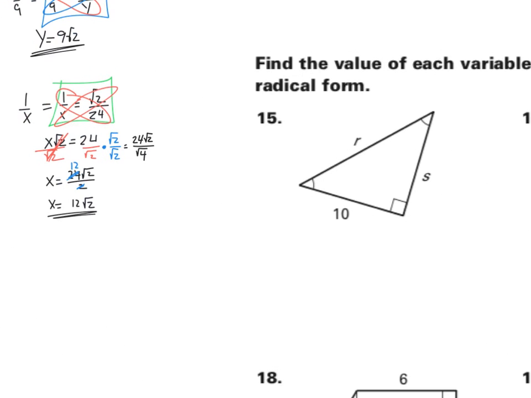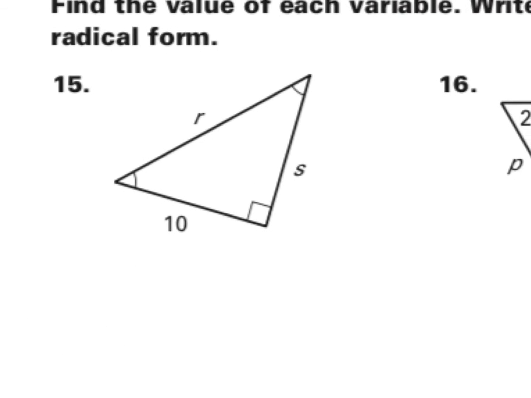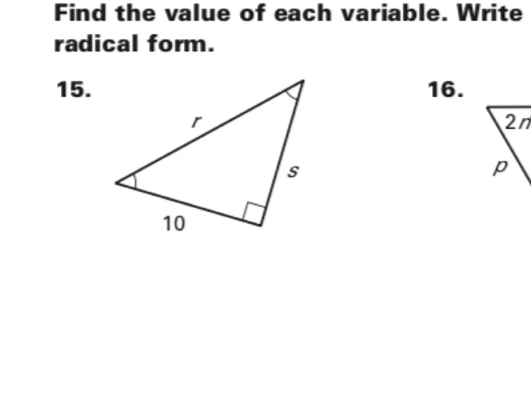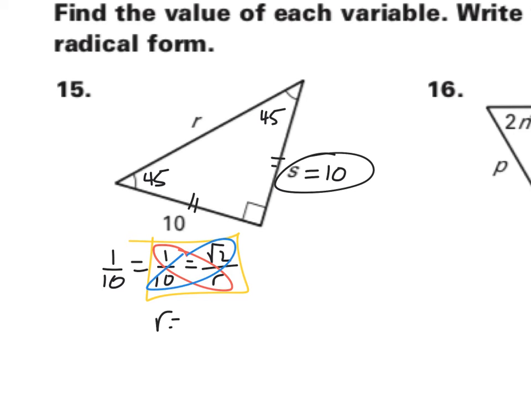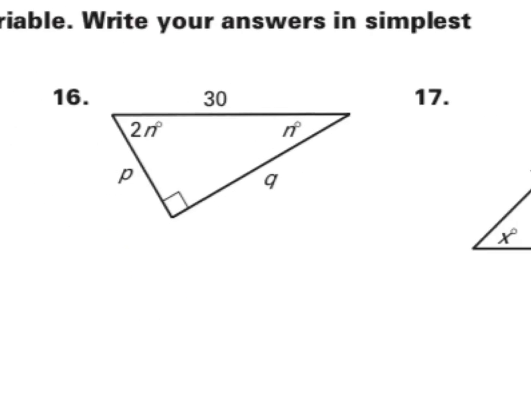All right, let's move on to number 15. Here we go. So for number 15, we have a 45, 45, 90. I know because it's a right isosceles triangle. And so that means these sides are congruent. And so S equals 10. Done with that part. And I got to find R. So 1, 1, square root of 2. I got 10, 10, and R. Cross multiplying here, I get 1 times R equals 10 times the square root of 2. And so there's my other answer. Let's move on to number 16.